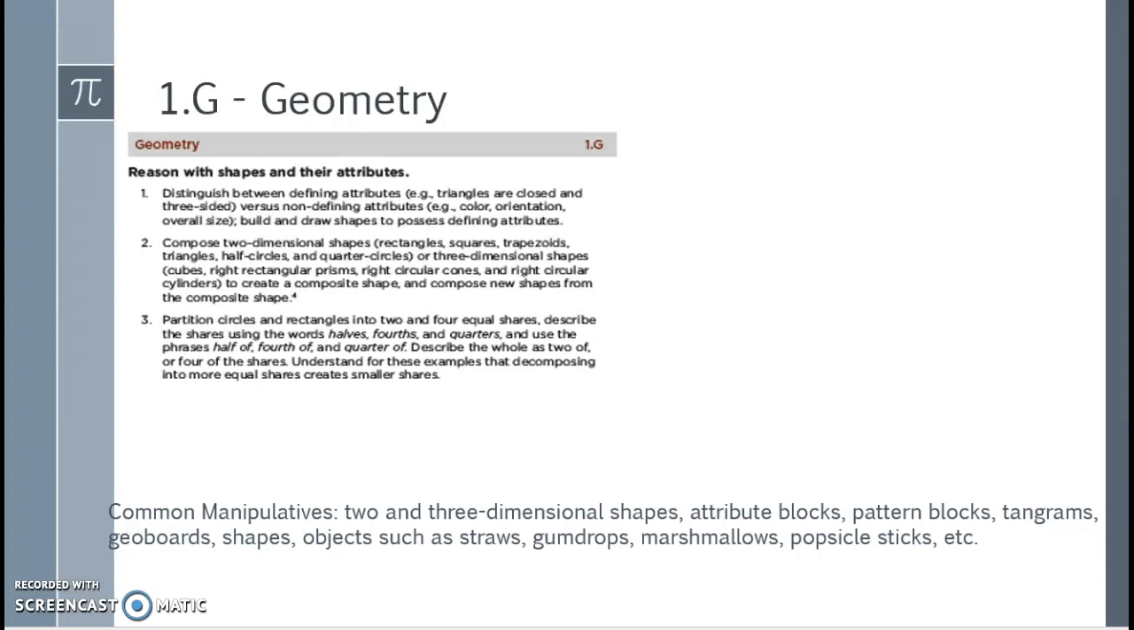Common manipulatives are 2 and 3-dimensional shapes, attribute blocks, pattern blocks, tangrams, geoboards, shapes, and objects such as straws, gumdrops, marshmallows, popsicle sticks, etc.